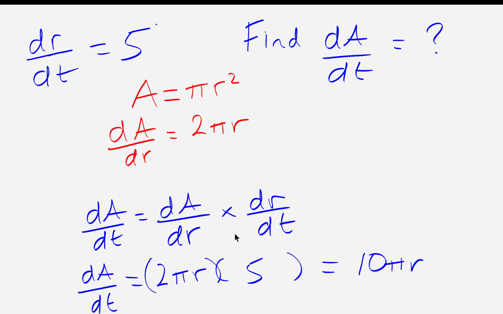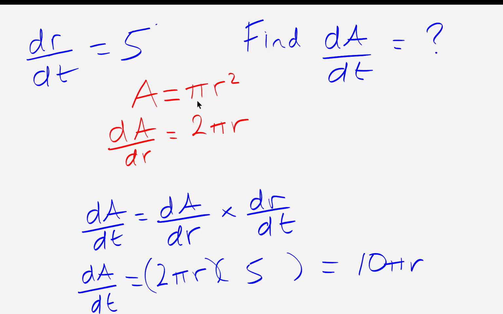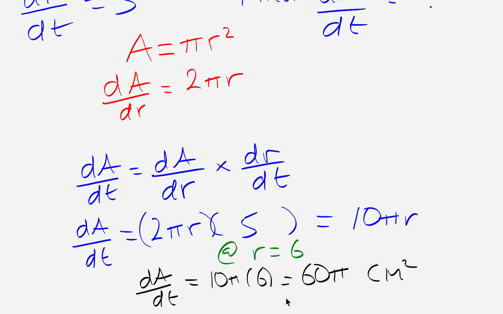And then to finish it, there's always a "when". There's always something to fill in for r. So if we look back at the question, it says, when the radius is 6 centimeters. So I use that now. At the point where r is 6 centimeters, my final answer to this question, dA/dt, will equal 10π times 6, which is 60π. And it's area, so it's centimeters squared, and it's a rate, so it's per second.